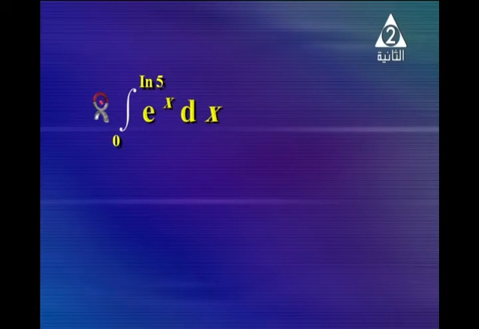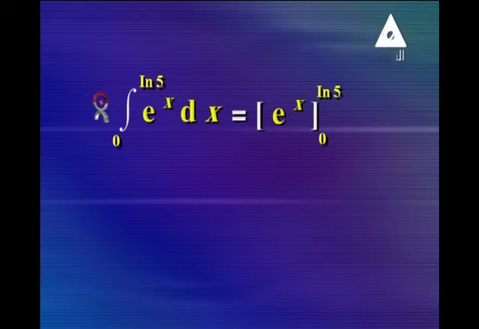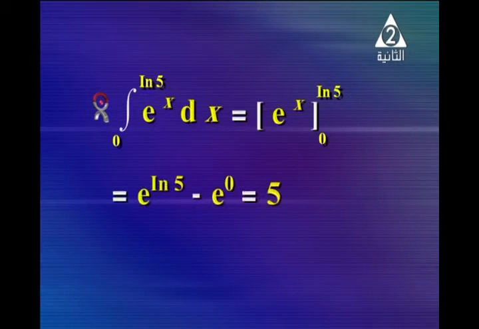Integration of e power x dx from 0 to ln 5. The integration of e power x is e power x, as the differentiation of e power x equals e power x. Then the integration of e power x is e power x from 0 to ln 5. By substitution, x equals ln 5, after that x equals 0, answer is e power ln 5 minus e power 0. What is the value of e power ln 5? 5. E power 0 equals 1, answer is 4.